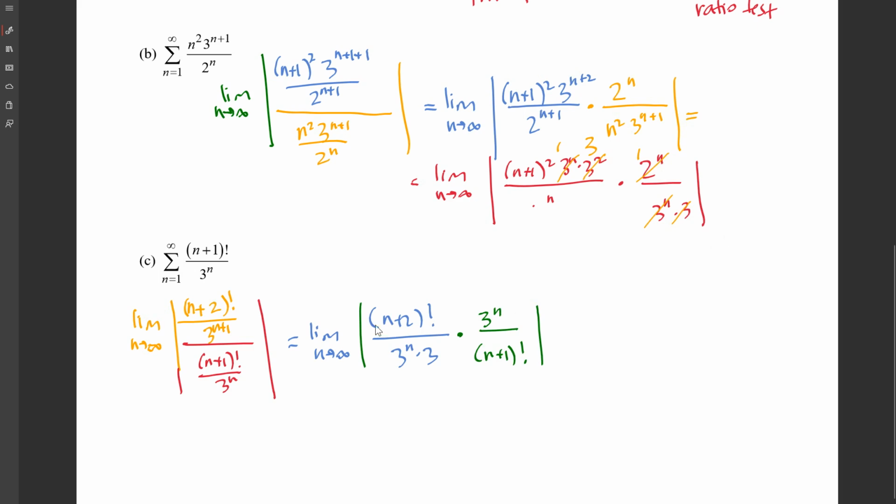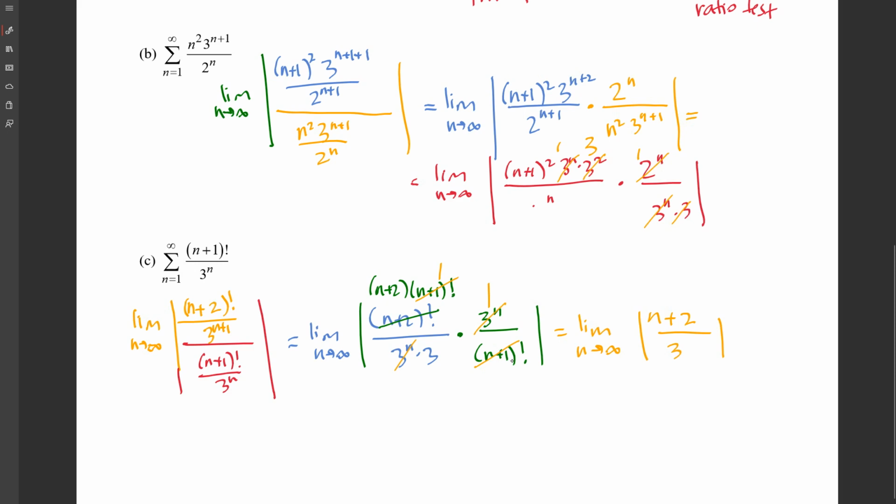I can see that this n plus 2, if I change it, I can actually simplify it with this n plus 1. Because remember, n plus 2 factorial is really the same as n plus 2 times n plus 1 factorial. All right, so what simplifies here? The 3 to the n reduces to 1. The n plus 1 factorials cancel out. So what I have is a limit as n goes to infinity of n plus 2 over 3.